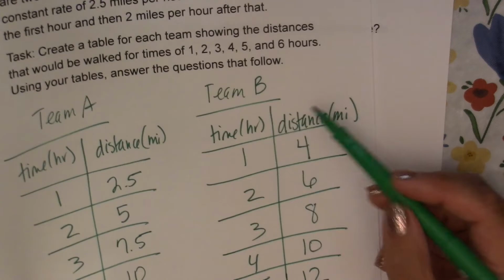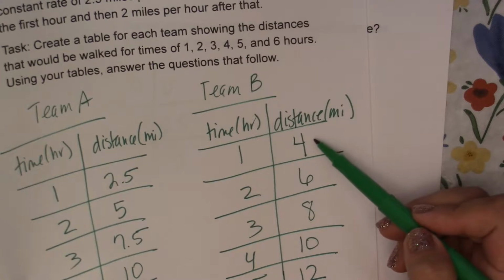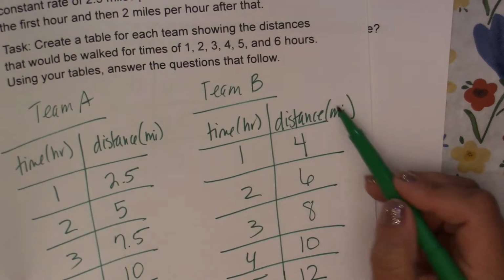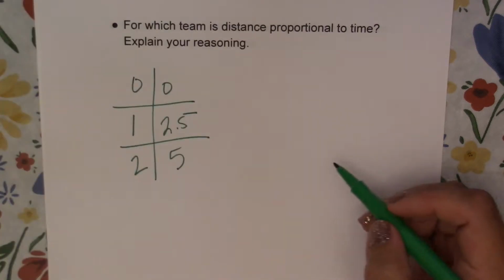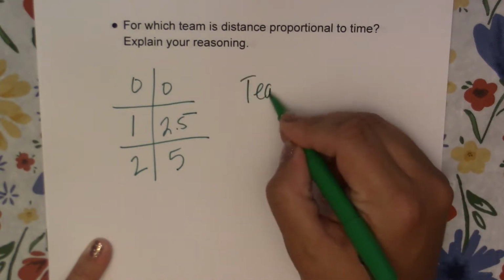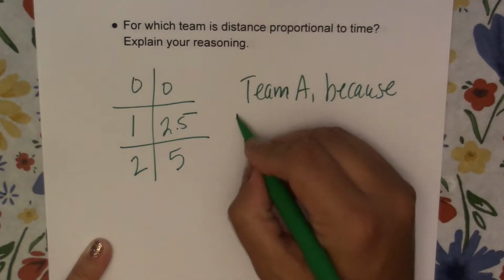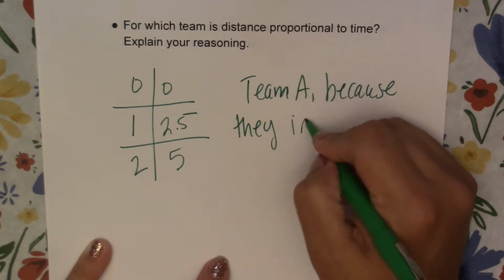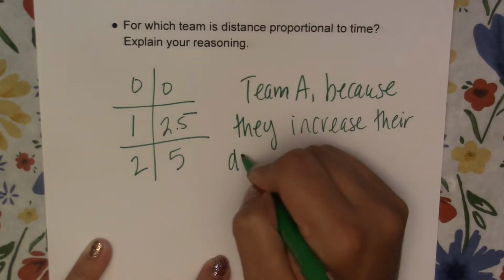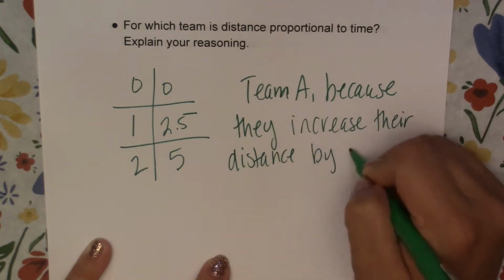If we look at team B, if they were to start at 0, 0, they would go from 0 to 4, which is a difference of 4, and then from 4 to 6 would be a difference of 2. So see how that is not constant. It was 4, and then they slowed down to 2. So our team where distance is proportional to time would be team A, because they increase their distance by a constant rate.